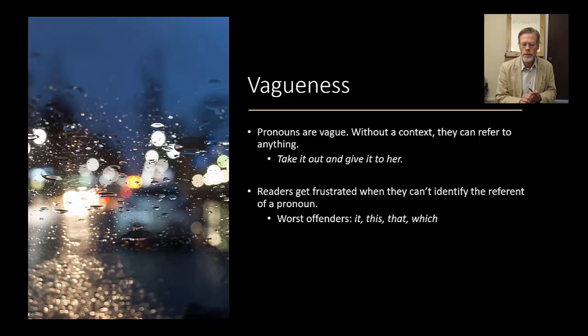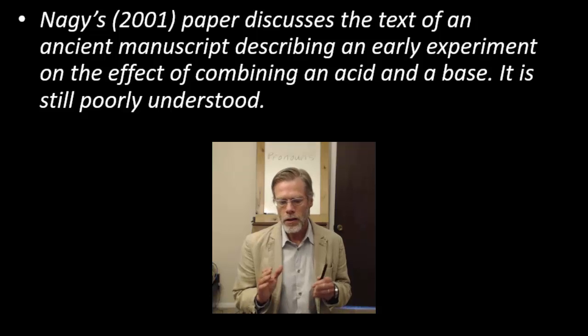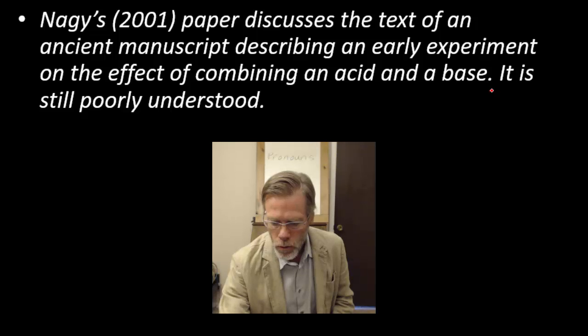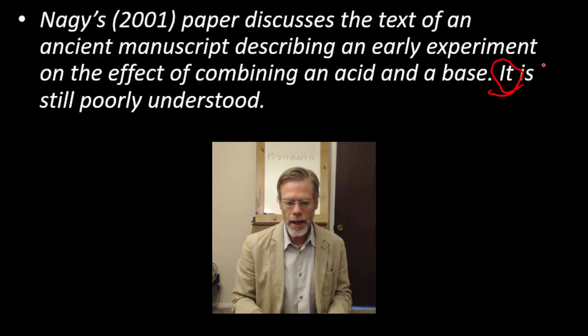So the worst offenders of this are the pronouns it, this, that, and which. So consider this one. Nodge's 2001 paper discusses the text of an ancient manuscript describing an early experiment on the effect of combining an acid and a base. It is still poorly understood. Well, the question is, what does it refer to here?